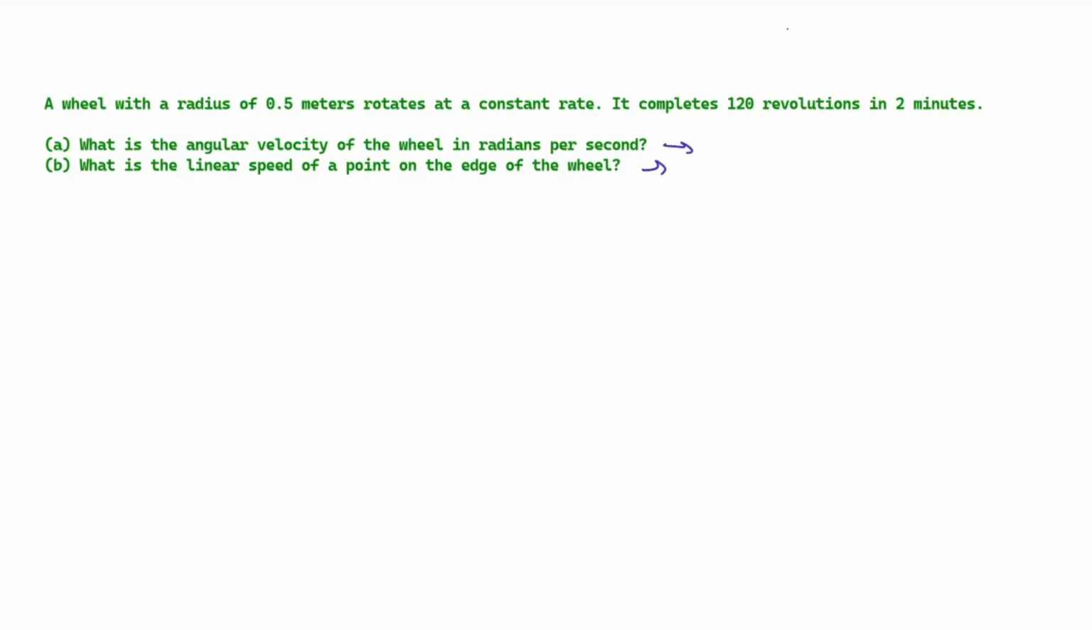The first one looks for angular velocity. The second one is looking for linear speed. Two different things. So let's start with angular velocity. Angular velocity, in our case, is going to be equal to theta over t, where theta is representing the angular displacement, and t is representing the time.